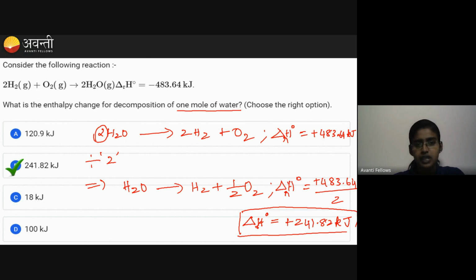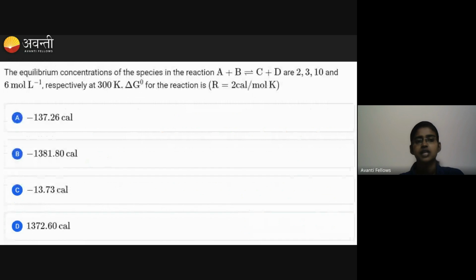Now coming to the next question. The equilibrium concentrations of the species in the reaction A plus B giving C plus D are 2, 3, 10 and 6 mole per liter respectively at 300 Kelvin. Delta G naught for the reaction is, and R value is given in terms of calorie per mole Kelvin, so it is 2. What we have to do?